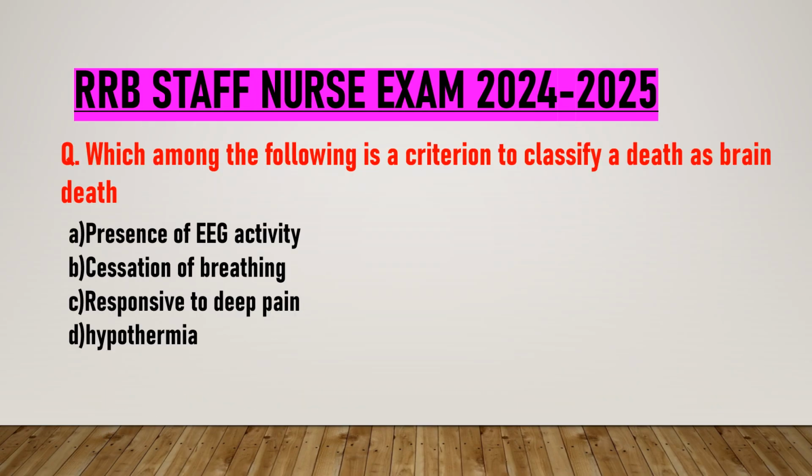Which among the following is a criterion to classify a death as brain death? Options are presence of EEG activity, cessation of breathing, responsive to deep pain, hypothermia. So the answer is option B, cessation of breathing.